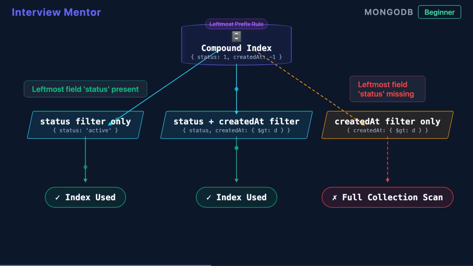With an index on status, then createdAt, filtering on just status works great. But filtering on createdAt alone skips the index entirely. Always design compound indexes around the actual fields your most common queries start with.